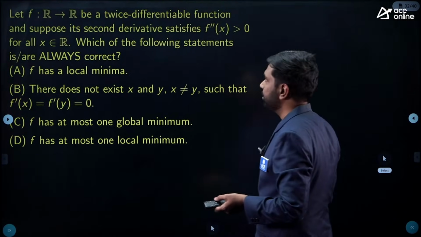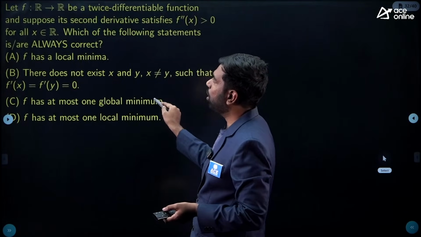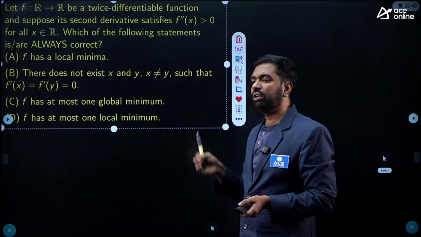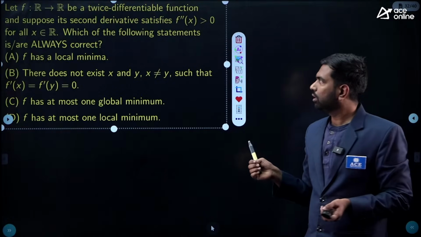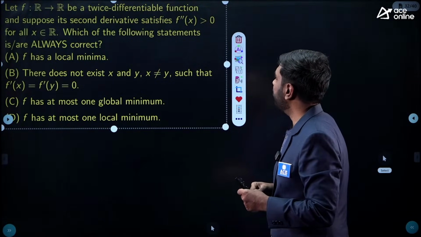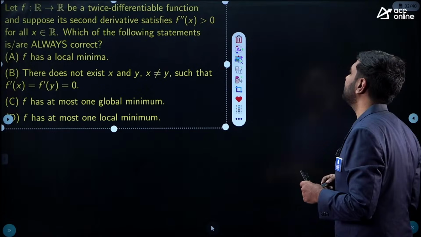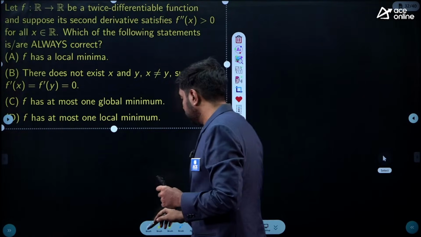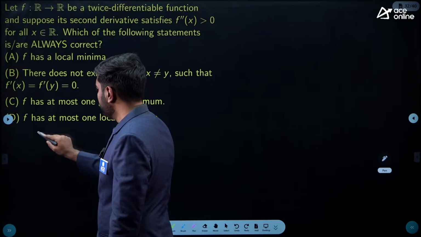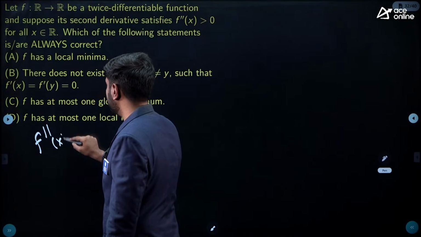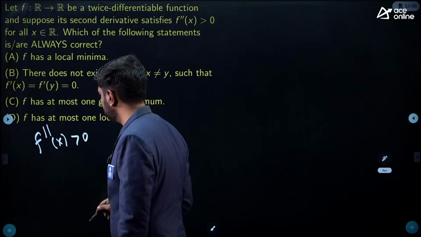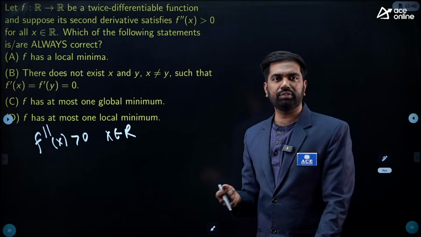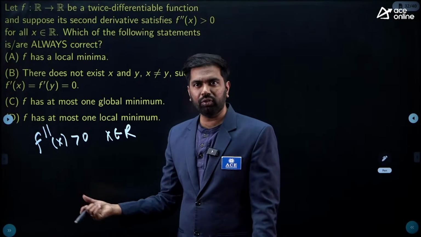So now what I suggest is, the students who know the basics about convex functions, for them this is very simple. So what information did they give? That f of x is twice differentiable and its second derivative is always greater than 0 for all real numbers. So please, students, the moment a function satisfies f double dash of x greater than 0 for x belonging to real numbers, clearly f of x is a convex function, because this is the mathematical definition of a convex function.